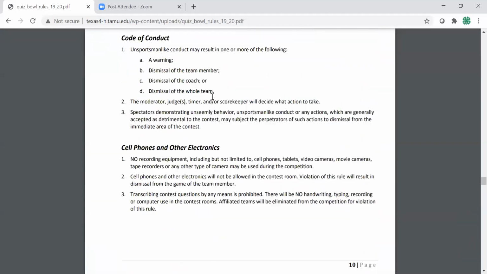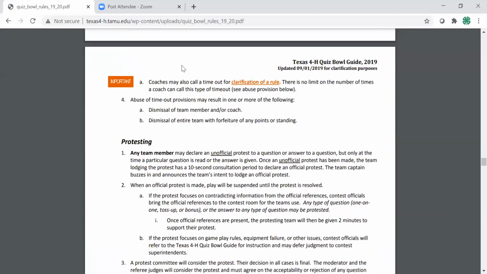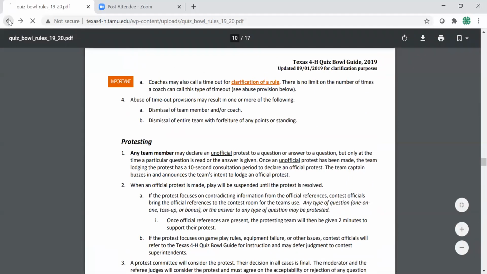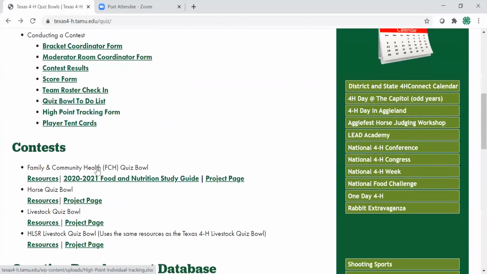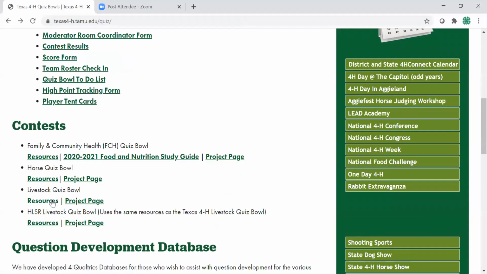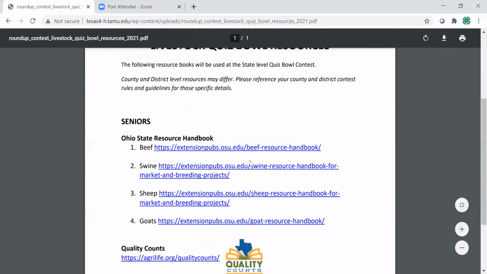All right, so hopefully that gave y'all a good overview of how the contest works. Now let's go back and look at resources. So if you scroll down here, I think I said we were going to use livestock as our example. They each have a resource. FCH has an additional study guide. So we're just going to go to the resources, and it gives us a list.